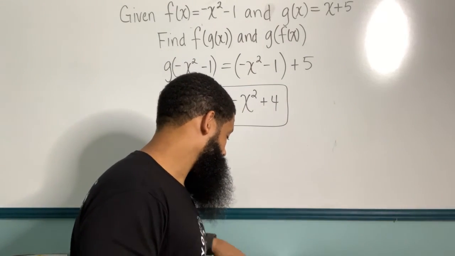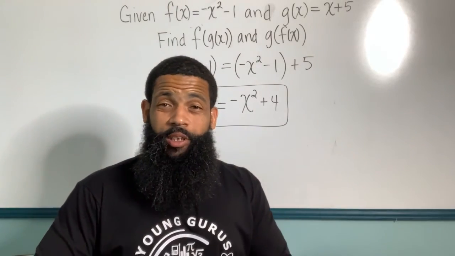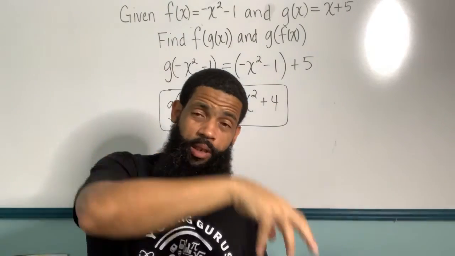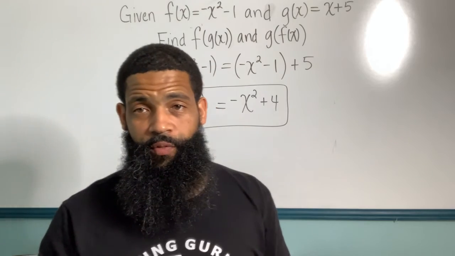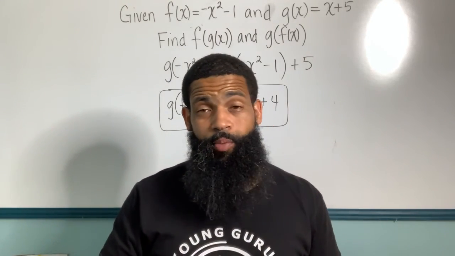That is how you do composition of functions. All right. We're just taking one function and substituting it as the value of the other function instead of substituting an actual number. And then after that, you do the operations and you simplify.